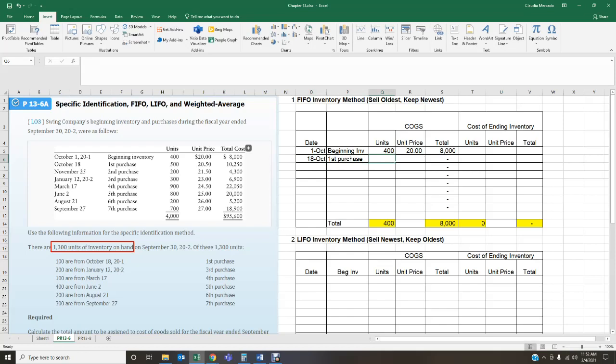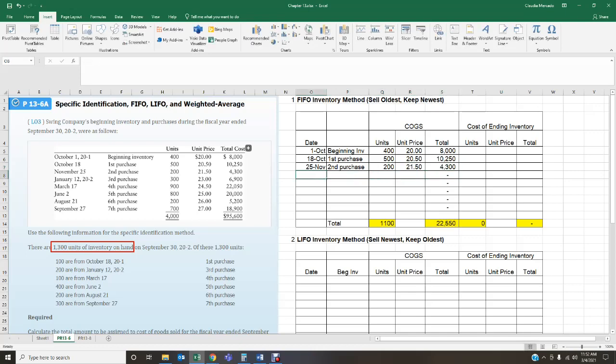These units were sold because they're old. I sold all of these 500 units at $20.50 a piece. That's $10,250. Then we go to the next one. This is the second purchase, and we have 200 units that were sold at $21.50 a piece.